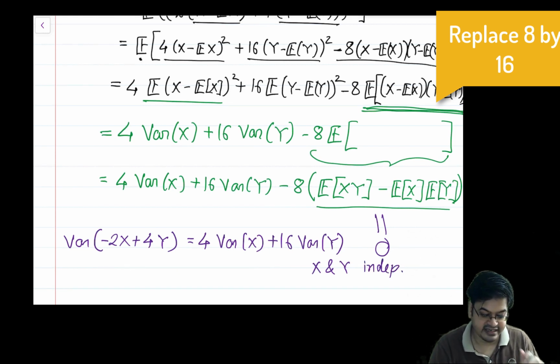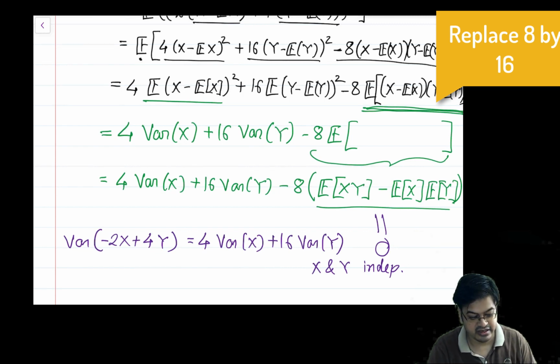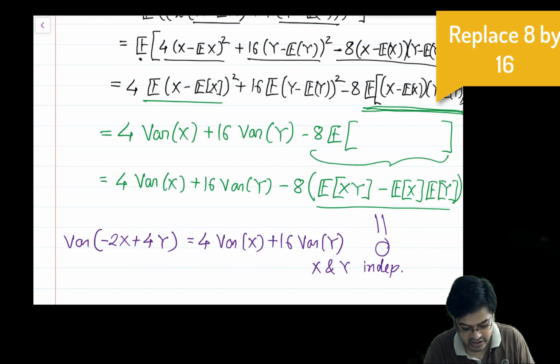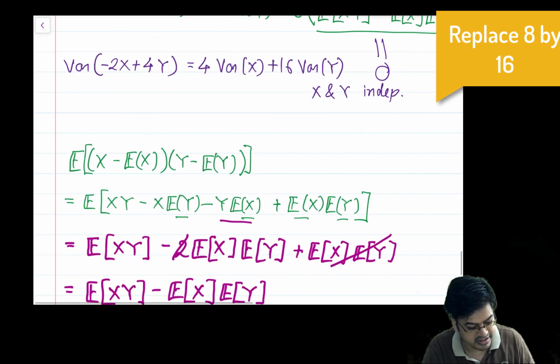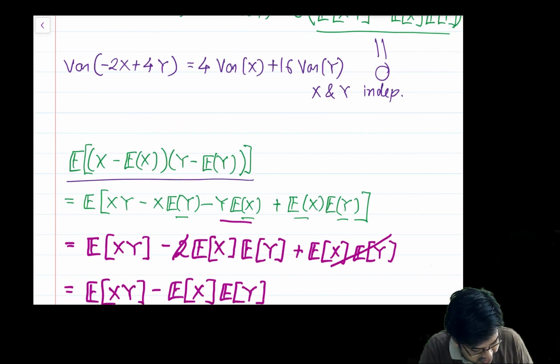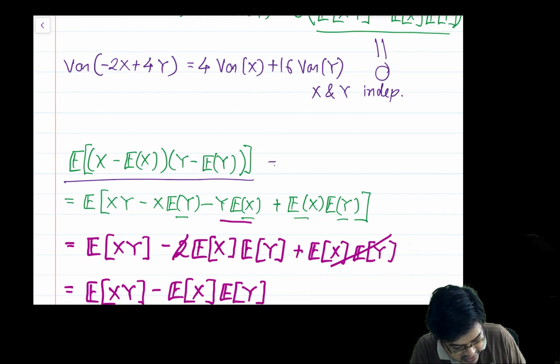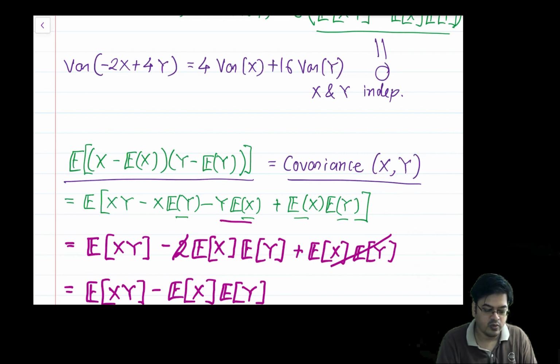If x and y are not independent, then I have given you a general formula of this form, and it has some meaning which is given over here, and this term is actually called covariance of xy.